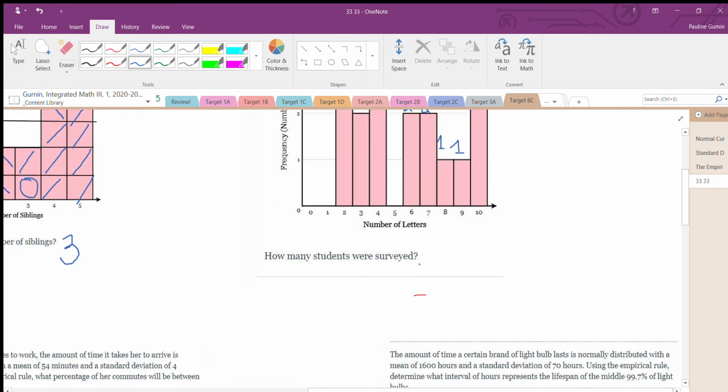I don't know why I just doubted my addition skills. Shame on me, Ms. Gumin. Shame on me.